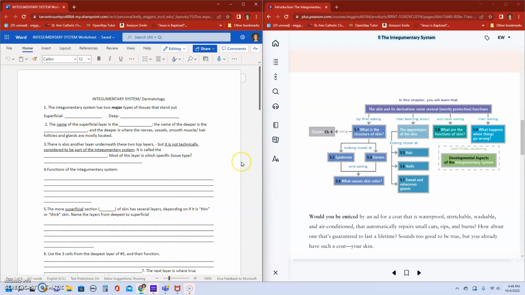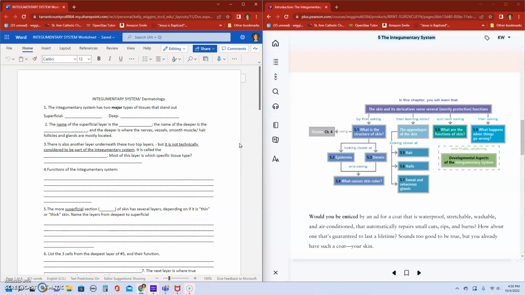The name of that superficial layer is going to be epidermis. The name of the deeper is the dermis. So epi on top of dermis. Epidermis, dermis. And then the deeper one, the dermis, is where nerves, vessels, smooth muscle, hair follicles, glands are located. Now remember, hair, glands, nails, those are all epithelial derivatives, but you can see them embedded deeply into the dermis.